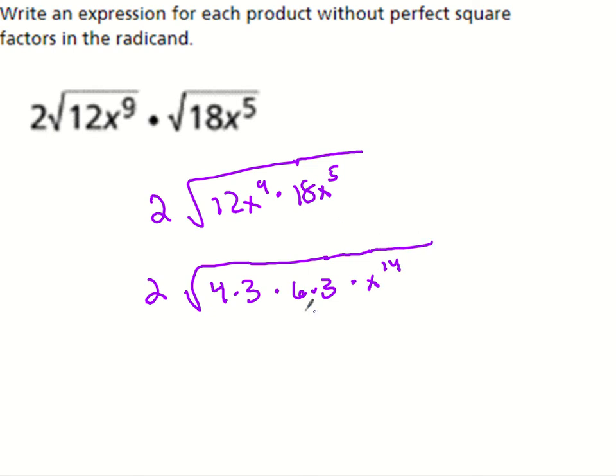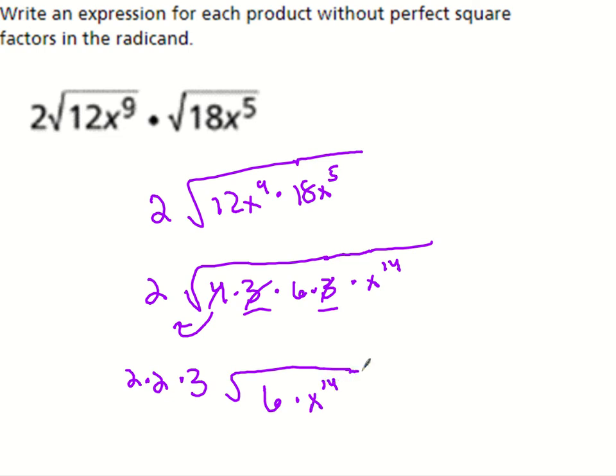So what I did, I broke down 18 to 6 times 3. I broke down 12 to 4 times 3. Well, here's a couple things I have. Now I have the square root of 4. Square root of 4 is 2. So I can take this out and bring it to the outside. I know the square root of 4 is 2. So now I have 2 times 2 on the outside. I also have a pair of 3's. So I can cancel those out and bring a 3 to the outside. Because 3 times 3 is 9, square root of 9 is 3, so I bring that to the outside. I'm left with 6 on the inside. So I have 6, and I still have this x to the 14th here.